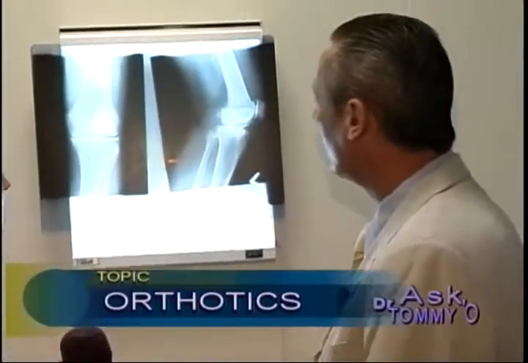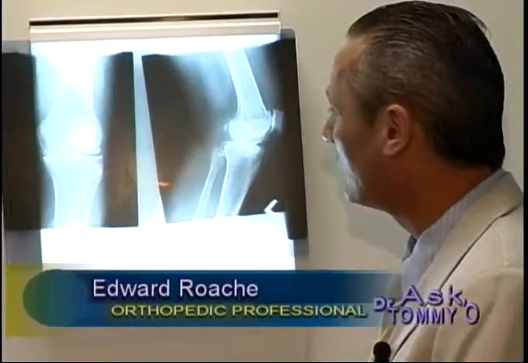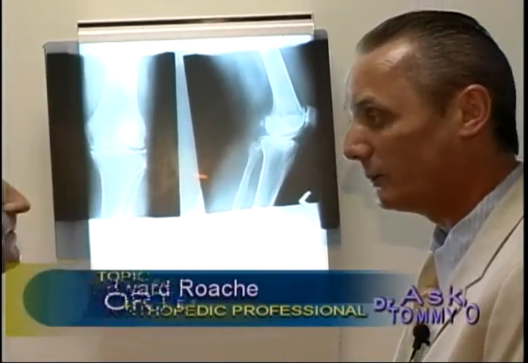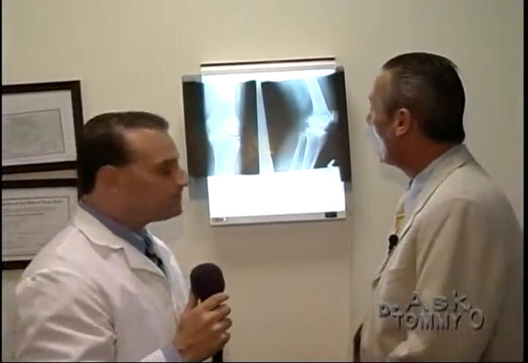This is called an X-ray. We have an X-ray of the knee. Would you explain what we have? Okay, generally what we have here is an X-ray of the knee. On this view right here, we call it the AP, which is anterior and posterior. On this side over here, we have what we call the lateral aspect.